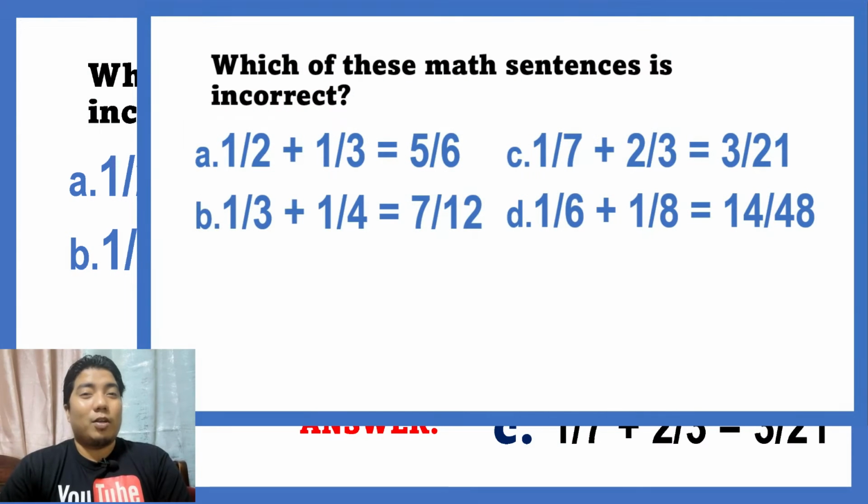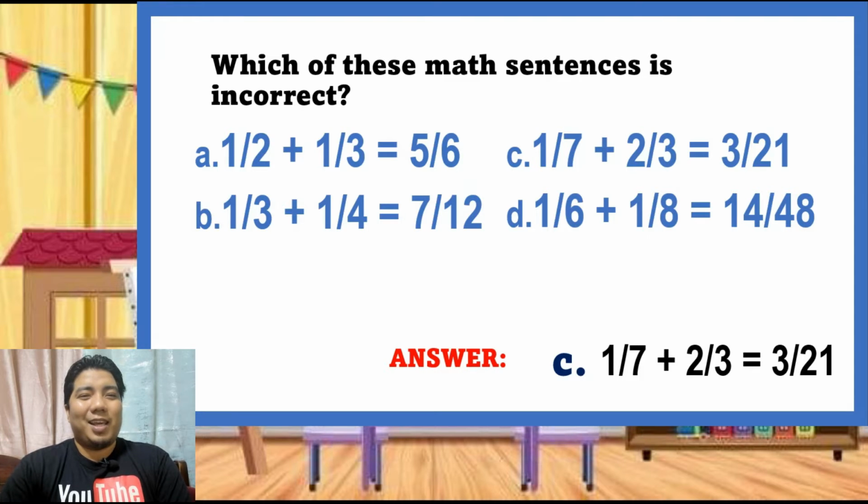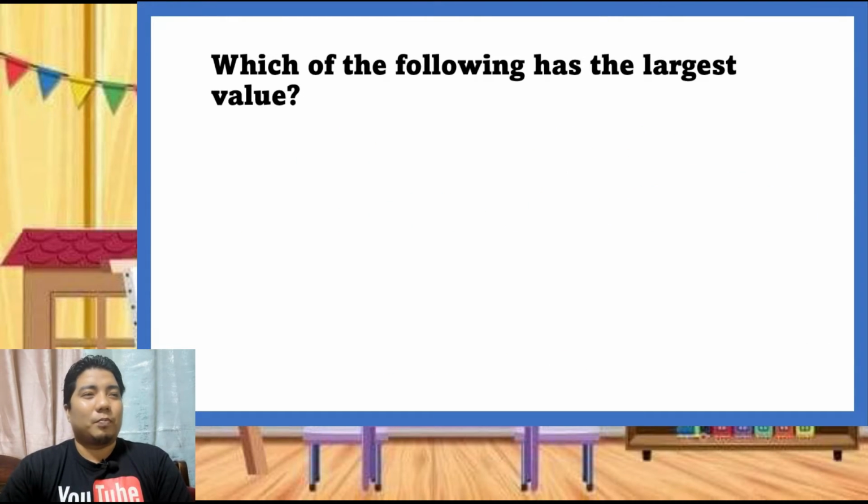Now, let us check whether we are correct. And the correct answer is letter C, 1 over 7 plus 2/3 is equal to 3 over 21. Easy, right? Now, let us go to the next problem.